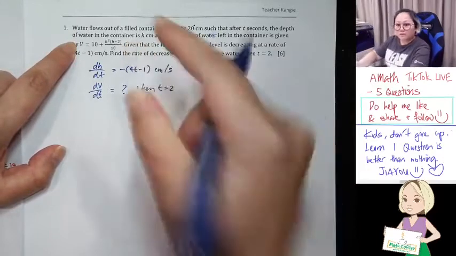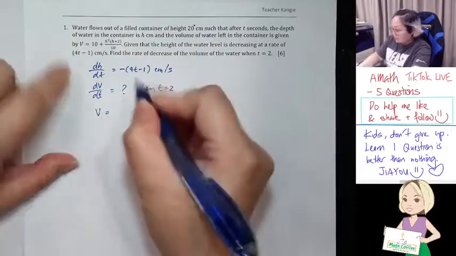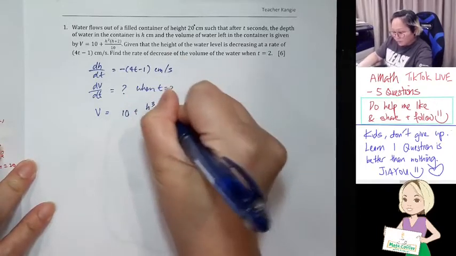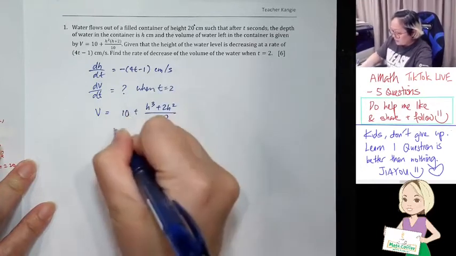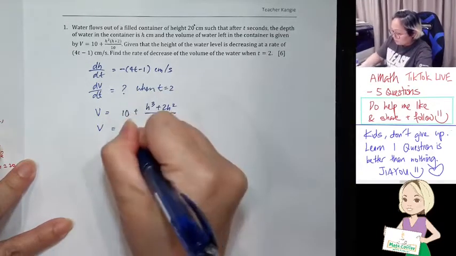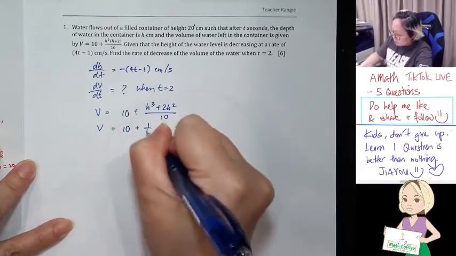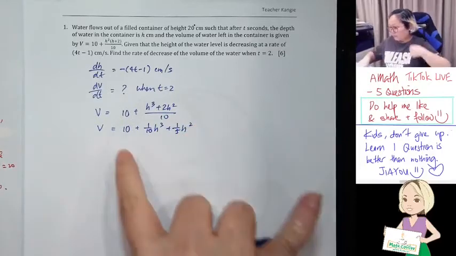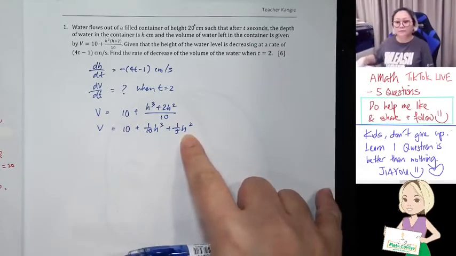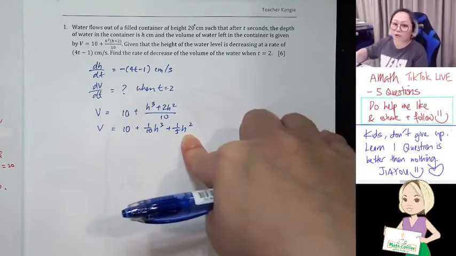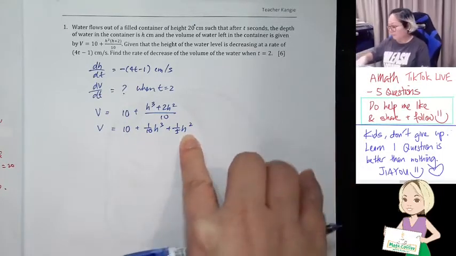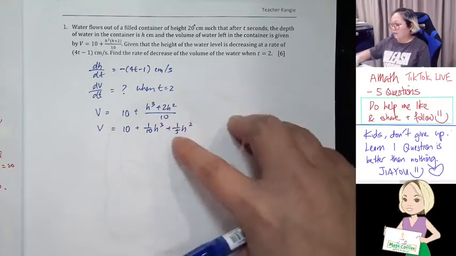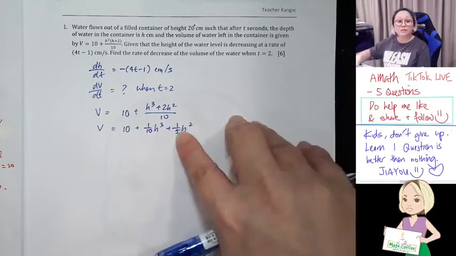So I will just write V equals (10 plus h cubed plus 2h squared) over 10. Let's split it up so that it's easier for us to differentiate. So this one will be 1/10 h cubed plus 1/5 h squared. Everyone know how I get this one? What I did was h cubed over 10, I write it as 1/10 h cubed. 2 over 10 I reduced to 1/5. Putting it in this form is easier for us to differentiate.